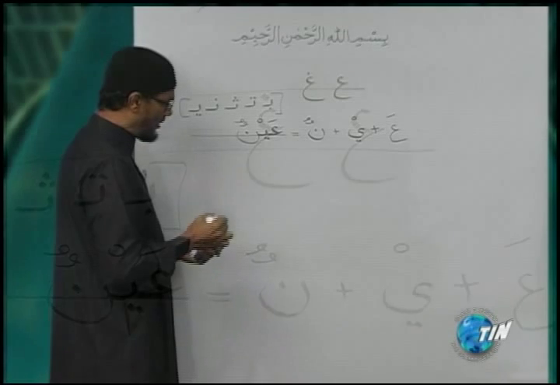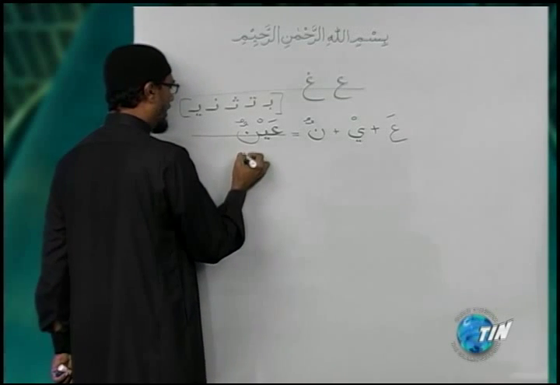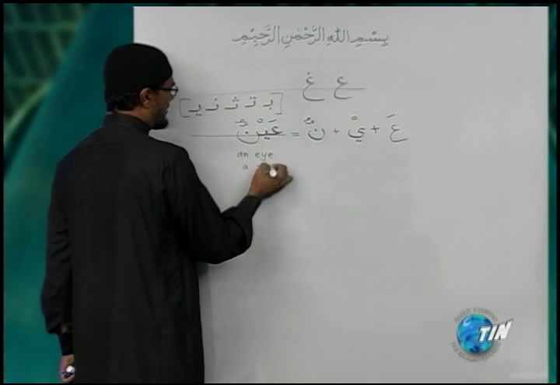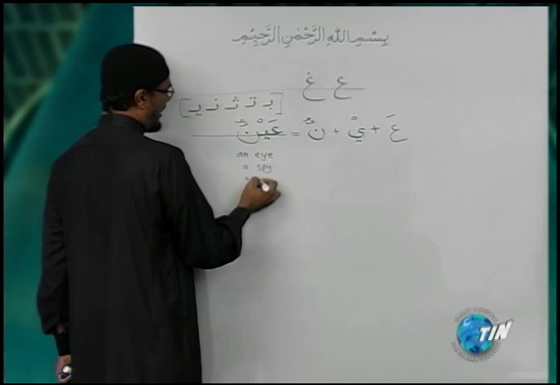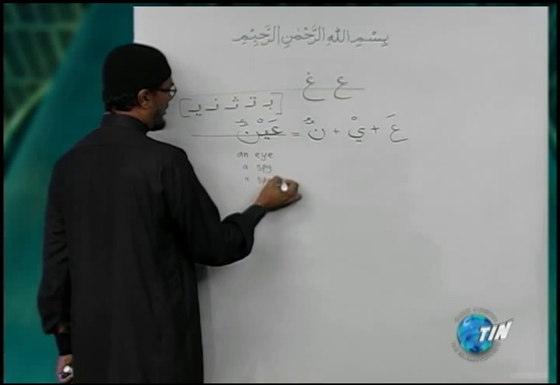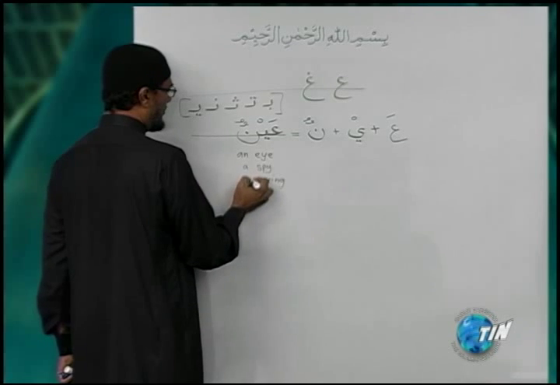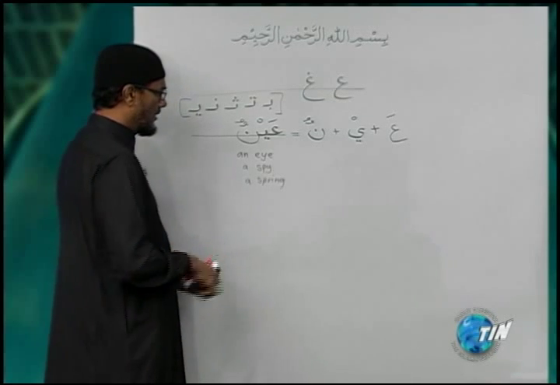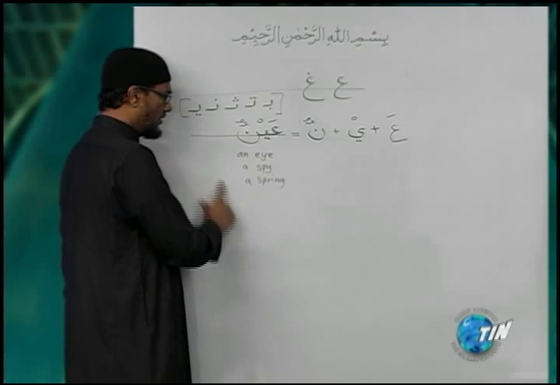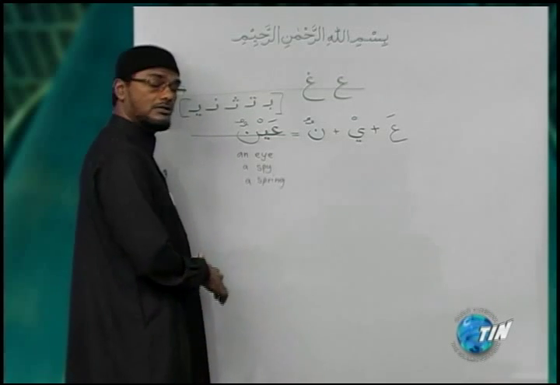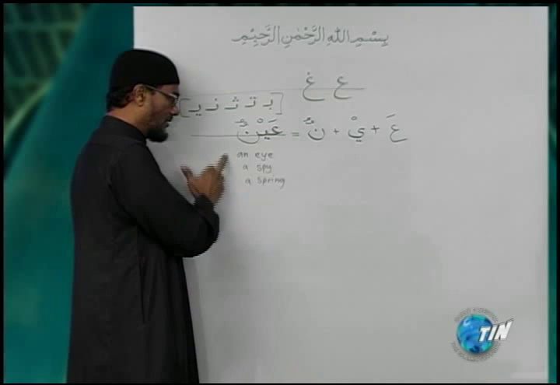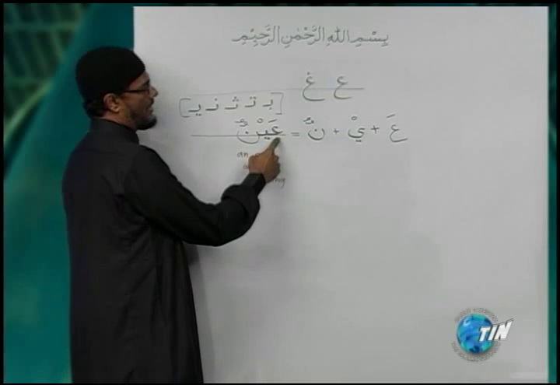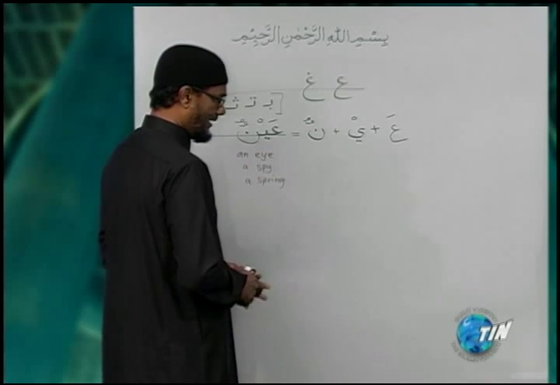ainun. And ainun means an eye, or a spy, or a spring. That's a running spring. Ain actually has lots of meanings, but any one of these words, the word ayn is predominantly used to refer to any one of these. Ayn. So notice how the ayn is written here at the beginning of a word.